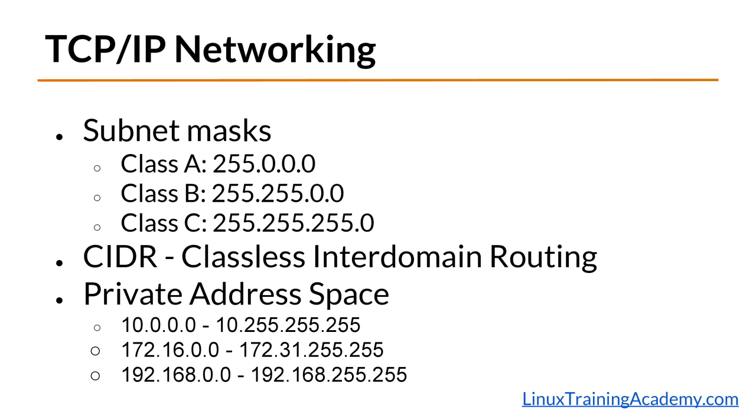CIDR stands for Classless Interdomain Routing. It allows networks to be subdivided regardless of their traditional class by explicitly assigning subnet masks. These subdivided networks are called subnets. Also, there are ranges of IP addresses that are dedicated for use in private networks. These private addresses are also called non-routable IPs since they are not routed through the public internet.